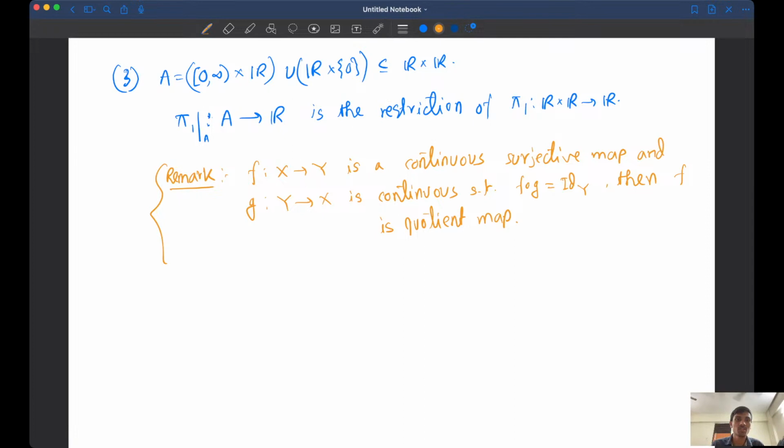So using this one, can you produce one function, let's say g from R to A, such that pi 1 composed with g is the identity on R? Can you give me some g? x maps to (x, 0). Yeah, exactly. So just take g(x) equal to (x, 0). Then clearly this is satisfied.